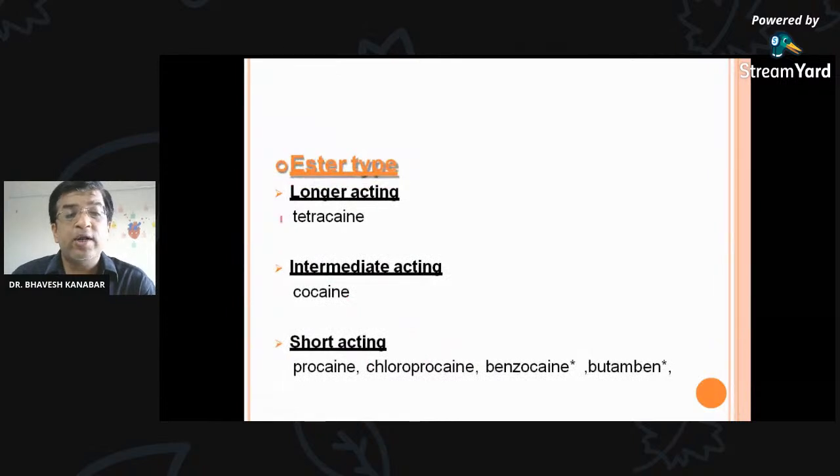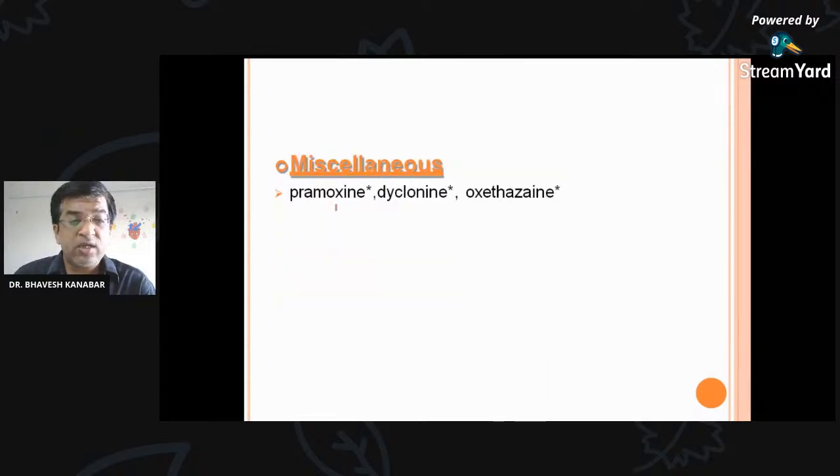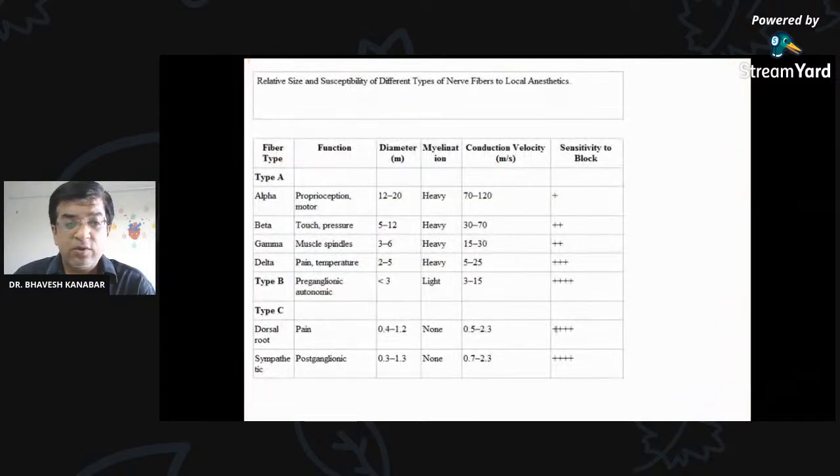Ester type: longer acting is tetracaine, intermediate acting is cocaine, and shorter acting are procaine, chloroprocaine, benzocaine. Again, I repeat, ester type: longer acting tetracaine, intermediate acting cocaine, short acting procaine, chloroprocaine, and benzocaine. Some miscellaneous types, no need to remember.